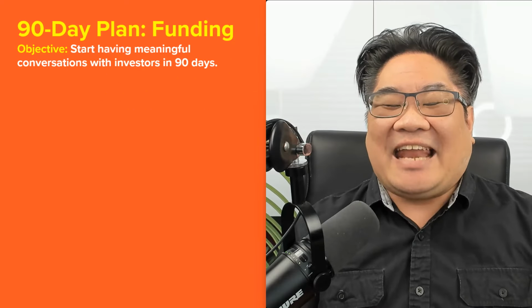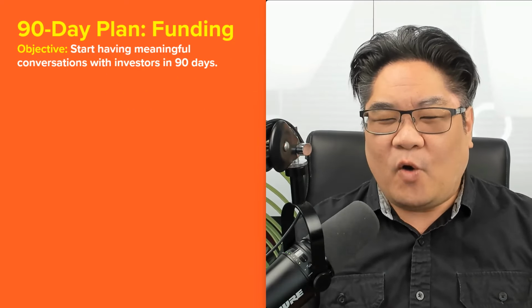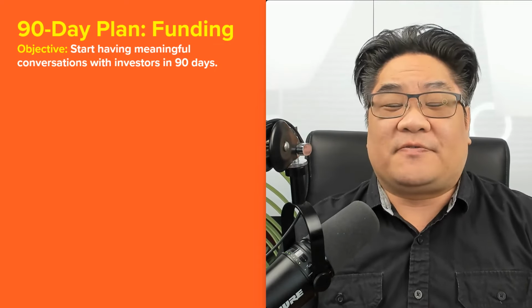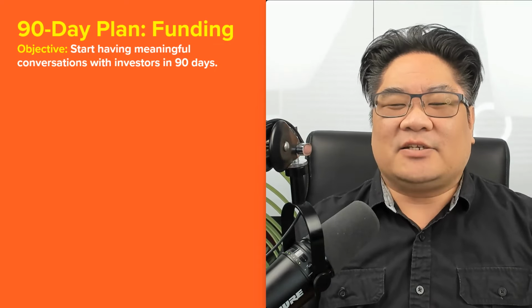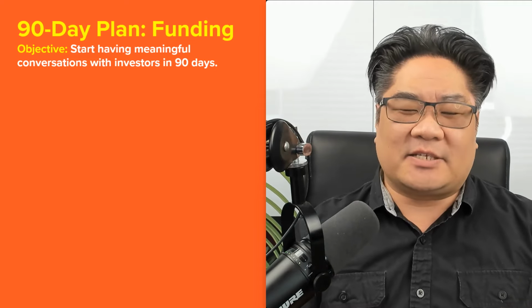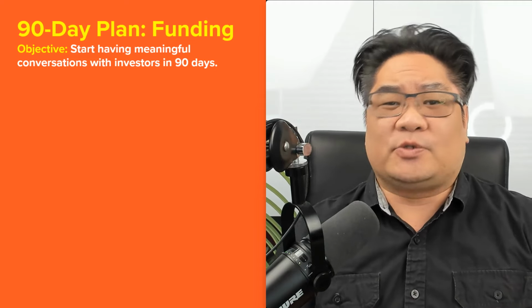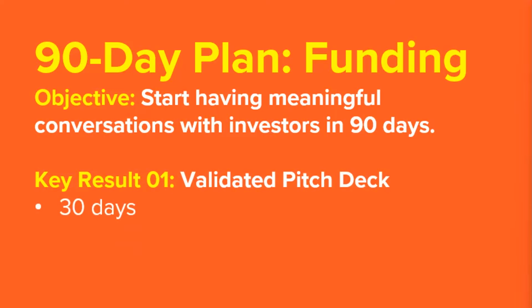Now, if you are in an accelerator program like Startups.com, hopefully you're able to attain these results faster than 90 days. But we like to look at it in 90-day cycles because it helps us divide up the work and plan our schedules accordingly. After your main objective, we are going to use the key results. This is part of the OKR framework, objective and key results.